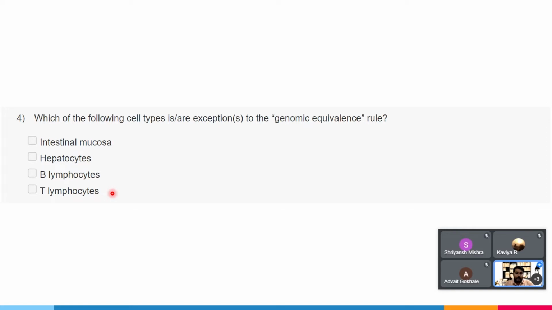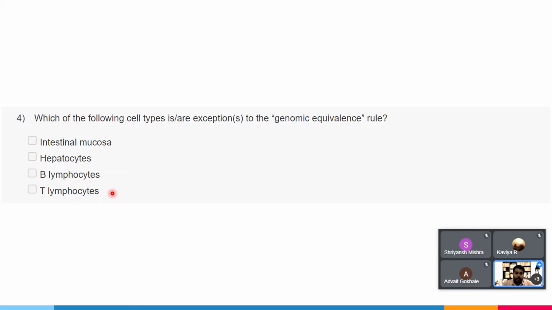But the antibody has to be created from the sequence. So antibody is a protein. So we know the central dogma: DNA, RNA, protein. So the DNA is limited. We have only this many chromosomes, this much DNA. So how can the immune system form so many antibodies that can recognize everything?